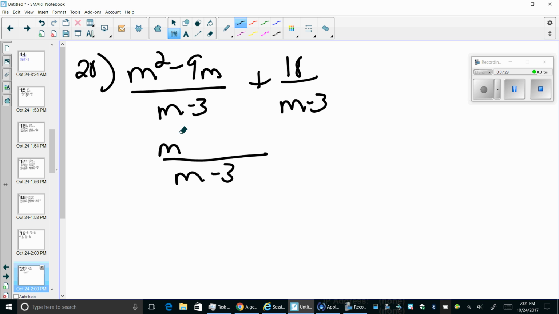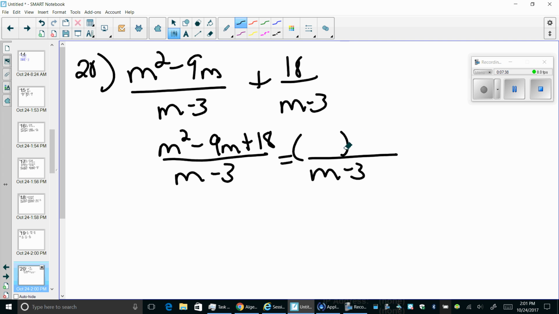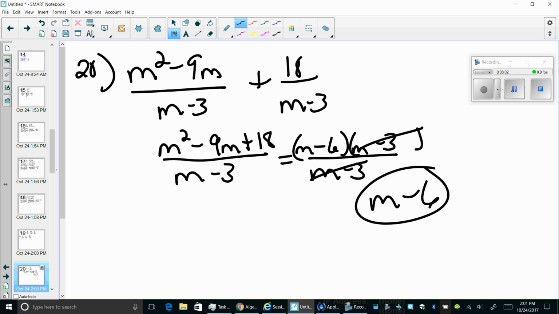On the top it's going to be m squared minus 9m plus 18 over m minus 3. And then that top can factor. It's a trinomial. I'm going to put m and m. I need two numbers that multiply to give me 18 and add together to give me a negative 9. And so that'd be a negative 6 and a negative 3. Because they multiply together give me positive 18, they add together give me negative 9, and then I can cancel the m minus 3's, and my answer is m minus 6.